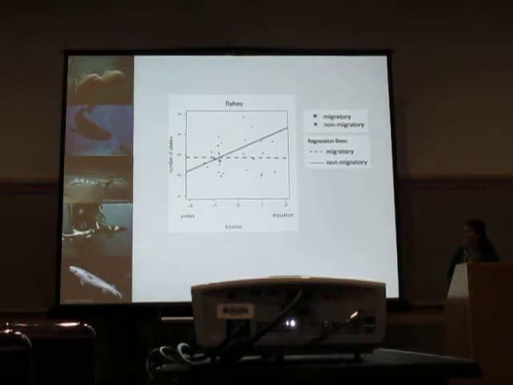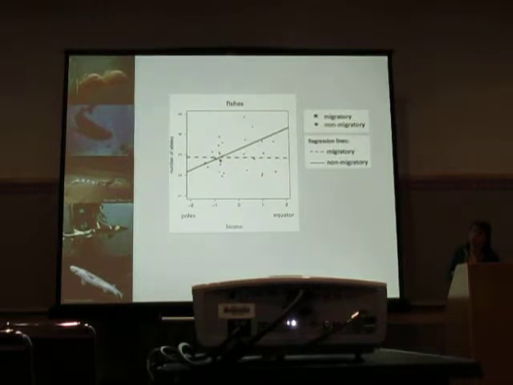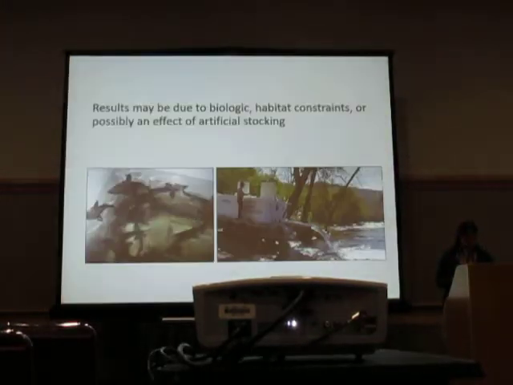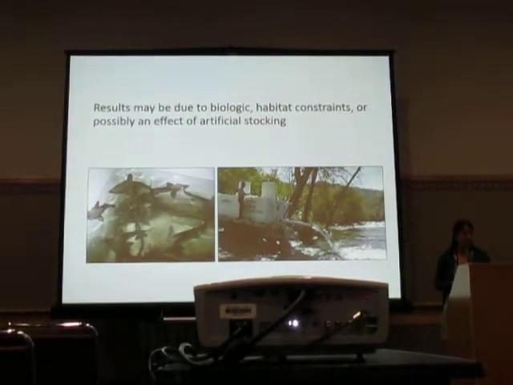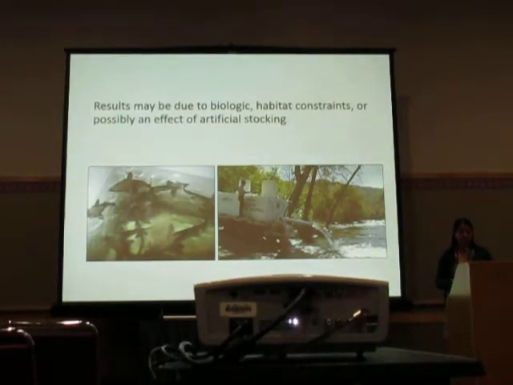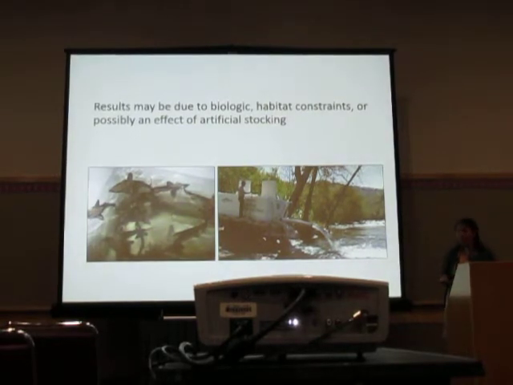Looking at this, we can see there's a significant relationship in the non-migratory fishes, shown with the black lines. Non-migratory fishes that are closer to the equator were significantly more genetically diverse than fishes that were closer to the poles. And in the migratory fishes, we did not see a relationship. We think this may be due to a couple of factors, maybe biotic or habitat constraints, but we can't ignore the possibility of an effect of artificial stocking, where stocking can increase the movement of alleles that would not otherwise occur.